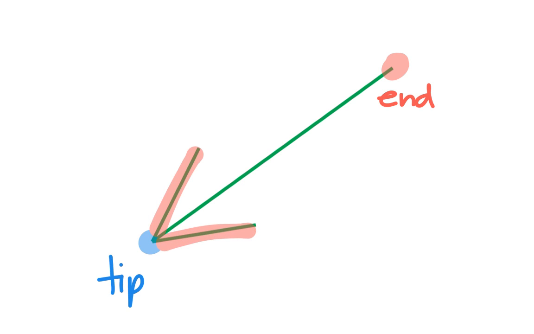Take a look at this arrow. We're going to be using this arrow to help us with the cosine law. This would be considered the end of the arrow. Meanwhile, this would be considered the tip of the arrow. I would consider this and this as the sides of the arrow.